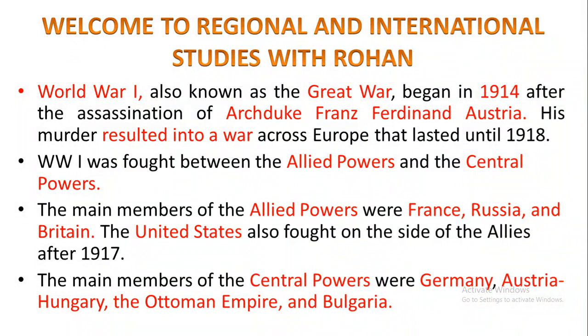And the main members of the Allied Powers were France, Russia and Britain. And the United States also fought on the side of the Allies after 1917. The United States joined this war after 1917. And the main members of the Central Powers were Germany, Austria-Hungary, the Ottoman Empire and Bulgaria.